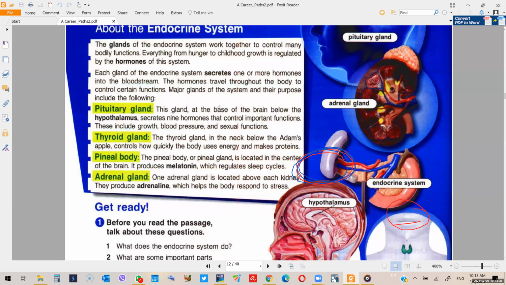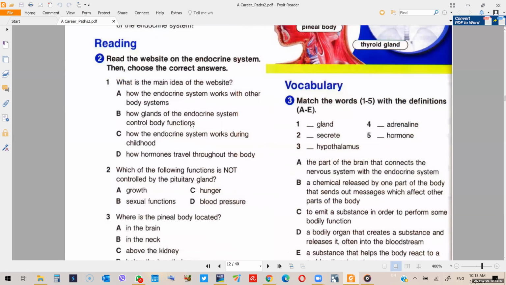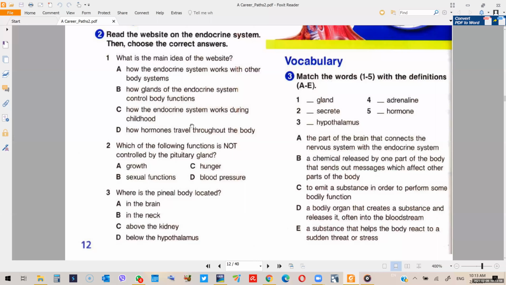Okay, now we are going to listen again to this audio, and then we answer the questions about the website. So listen again, and then we answer these 3 questions. 1, what is the main idea of the website? 2, which of the following functions is not controlled by the pituitary gland? And 3, where is the pineal body located? Okay, now let's listen again and answer questions 1 to 3.